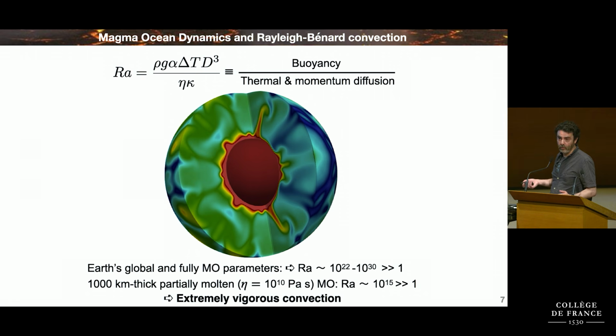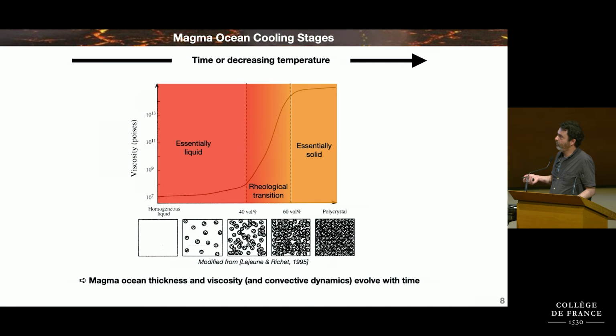So you expect very vigorous convection. And what vigorous convection is going to do is cool down the magma ocean very efficiently. And as the magma ocean cools down, it will solidify. So the crystallinity is going to increase with time. So this is what you see in this plot.